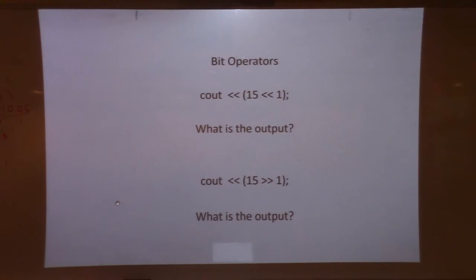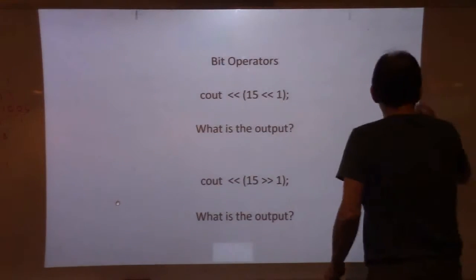So if I take that 15 and I shift these ones over by 1, the 8 becomes a 16, the 4 becomes an 8, the 2 becomes a 4, the 1 becomes a 2. What have I done? I've doubled all the values. So if I take a 15 and left shift it by 1, that's doubling all the bits. So if I take 15 left shift by 1, I should output 30.